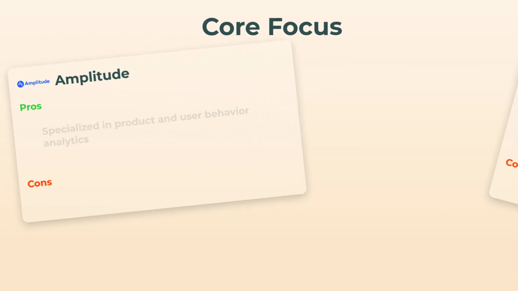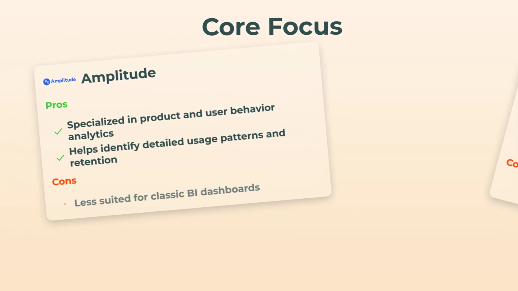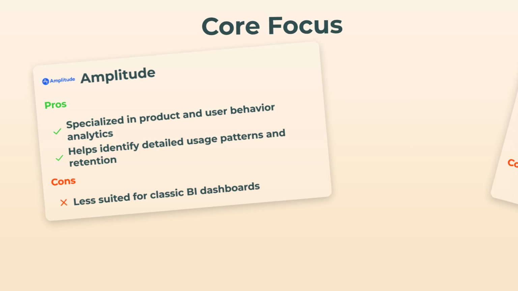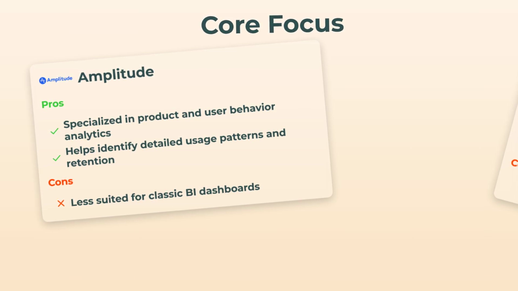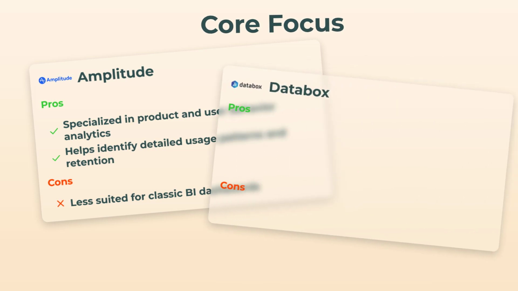Core focus. This is kind of the heart of it all. So Amplitude, honestly, it's laser-focused on product and user behavior analytics. If you want to dig deep into what your users are clicking, how long they're staying, or where they're dropping off, Amplitude does all of that and just crushes it. Oh, but heads up, it's less suited for classic BI dashboards you'd find in, say, finance or ops.